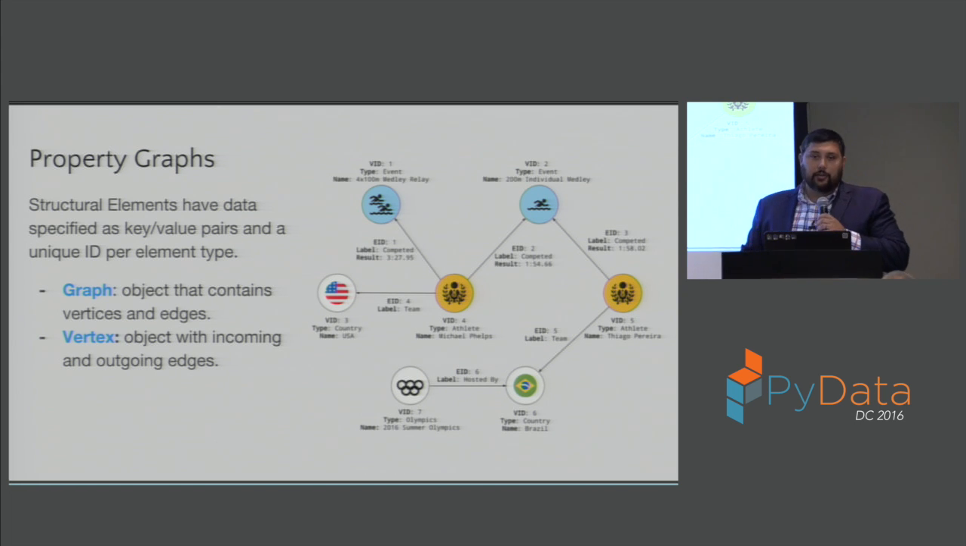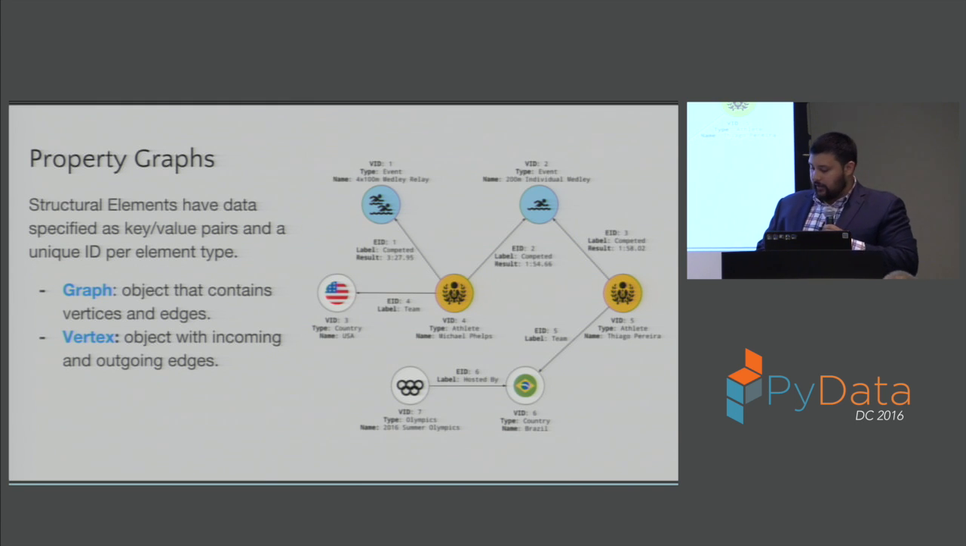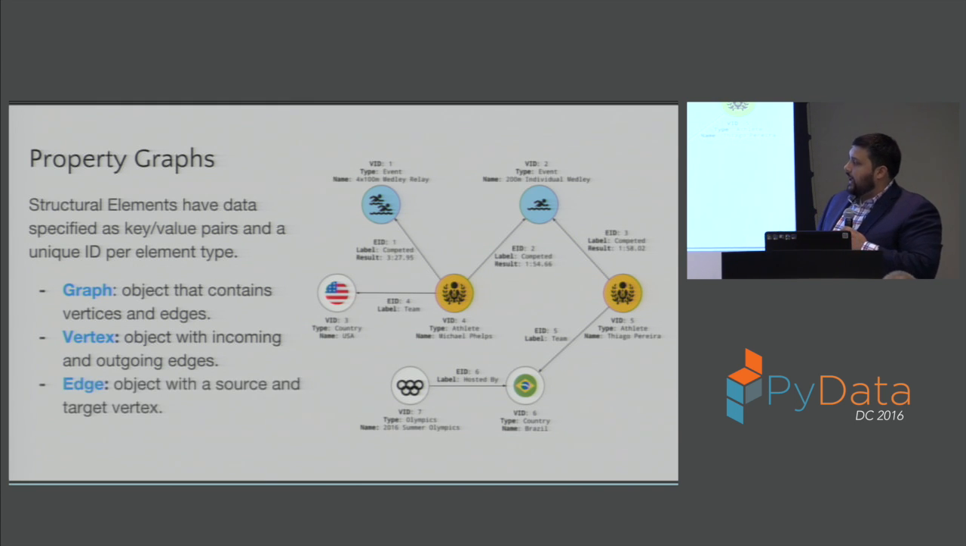And you can see that this is a multi-domain model. This isn't a single table. We have events, we have athletes, we have countries, we even have the entire Olympics here as the root node for the 2016 Olympics. Finally, edges are objects with a source. So here's the source vertex, and then the target vertex. So the edge embeds that.